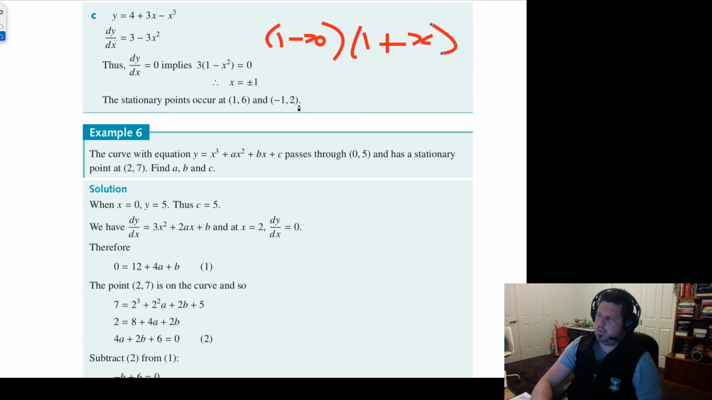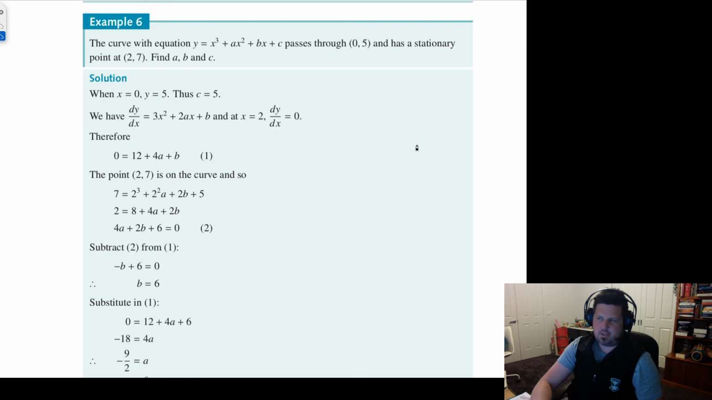Alright, this example here does require some attention. It says the curve with the equation y equals x cubed plus ax squared plus bx plus c passes through the point (0, 5). So there's some information they're given here. But they're also saying it has a stationary point at (2, 7). And they're asking us to find out what the values of a, b and c are.